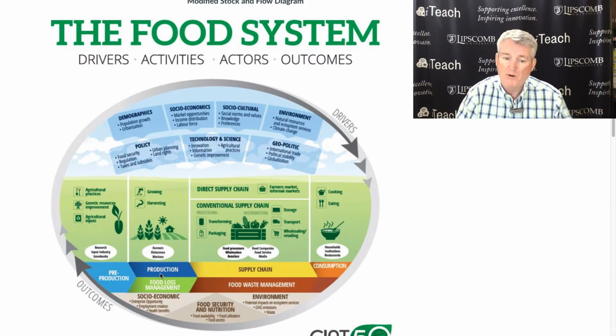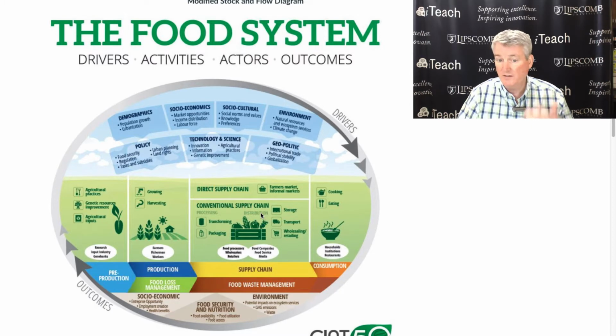And then we have production and food loss management associated with production. So we have growing and harvesting, and there can be lots of waste on farms and fishery farms and with workers and with wildlife. So we have lots of dynamics associated with the production of food. And then we have the processing of that food, the direct supply chain, farmers markets, and the big conventional supply chain where we transform it and package it and ship it and transport it and wholesale it and retail it to people. And there are all kinds of players in that. And there's a lot of food waste that goes on in there as well.